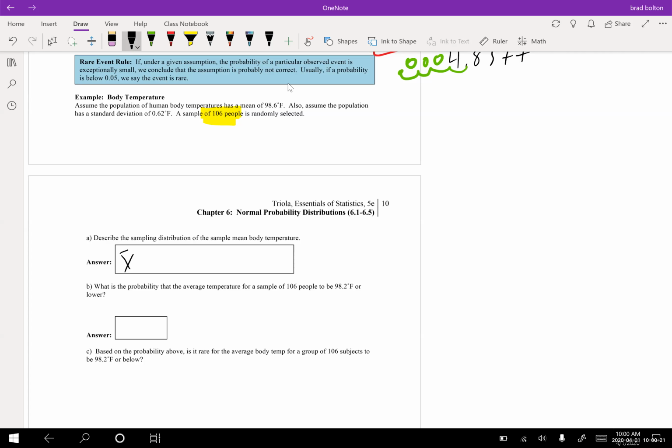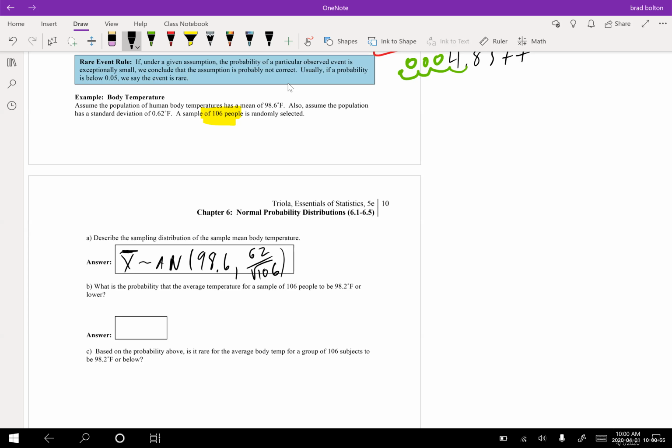So we're going to say that x bar is approximately normal. And we know that we have a mean of 98.6 and a standard deviation of 0.62 divided by the square root of 106. And later on, we're going to follow a survey that talks about, is the mean of the population really 98.6? We'll gather data from a study and it'll tell us that maybe it's not. Maybe that's just something that people have gone with, but it's actually incorrect.